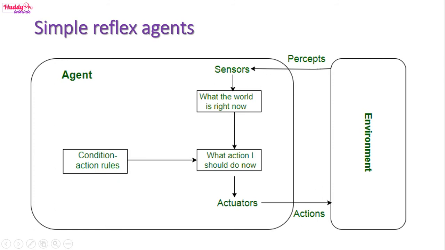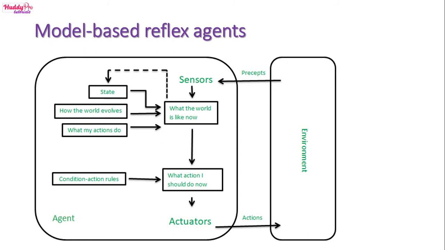Okay? Let's now talk about the model-based reflex agents. Unlike the simple reflex agents, these work by finding a rule whose condition matches the current situation. The other one just looks at the current condition and decides an action to take based on the condition rules. A model-based agent can handle partially observable environments by use of a model about the world, whereas, as you have noted, the simple reflex agents only work when the environment is wholly observable, fully observable, not partially.